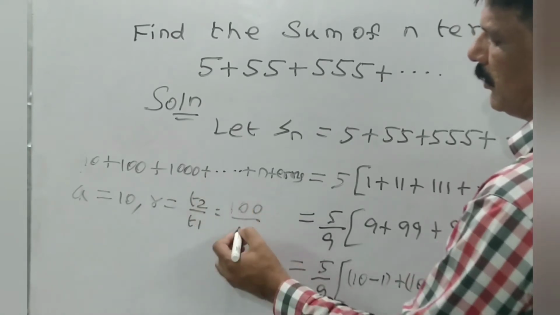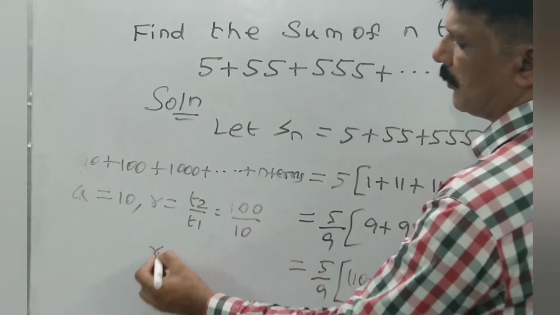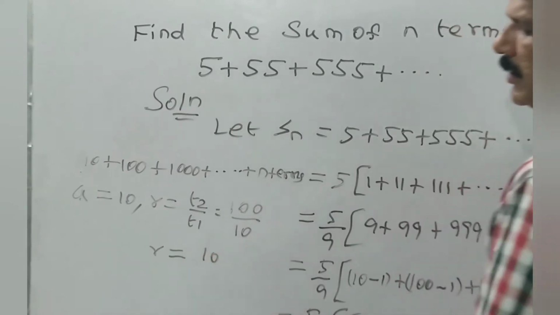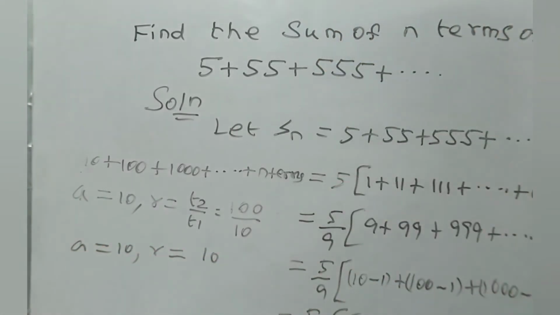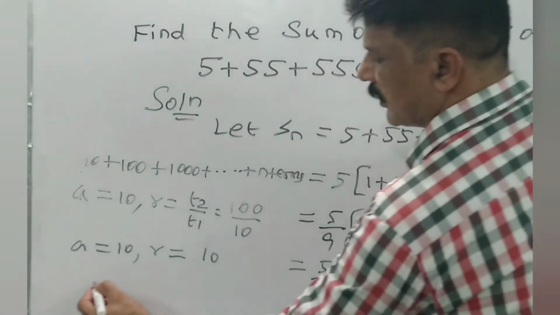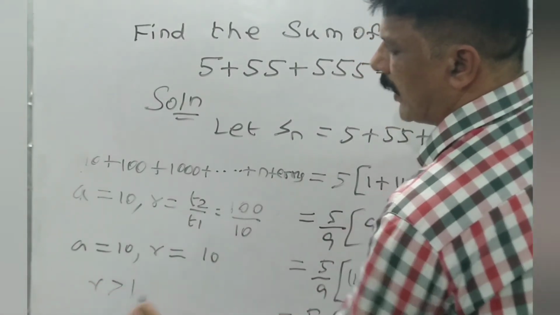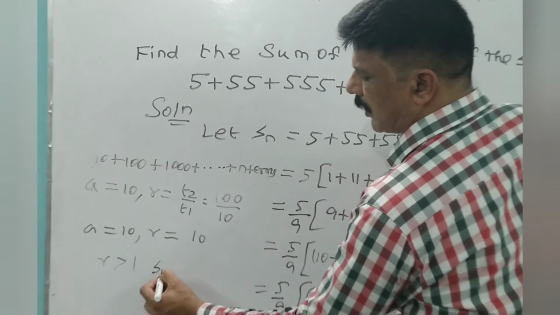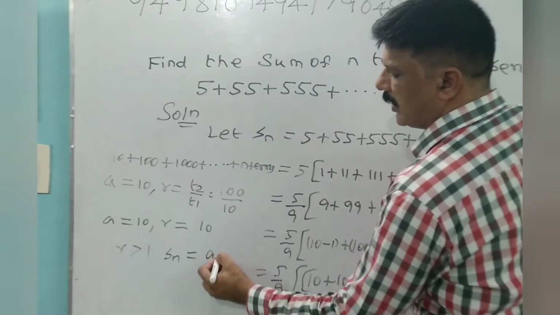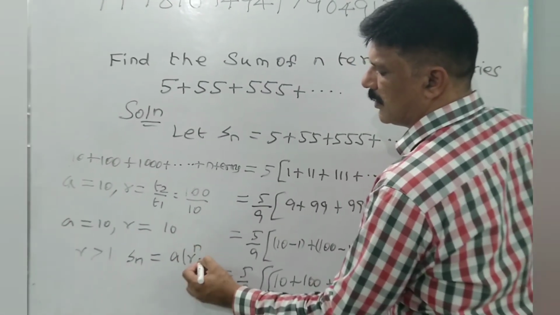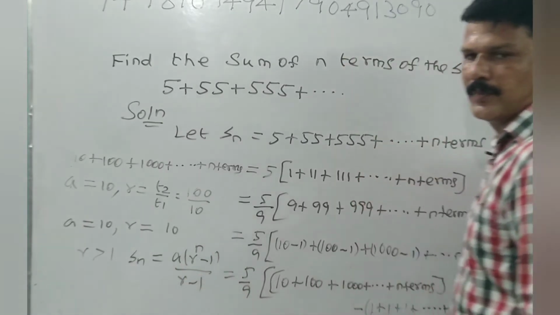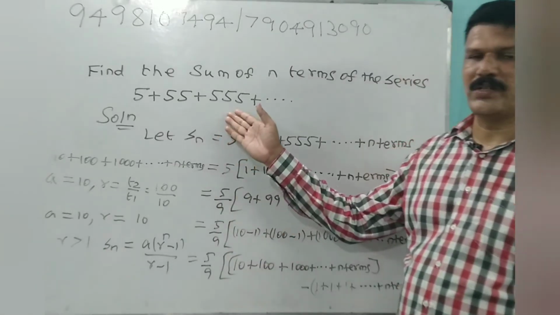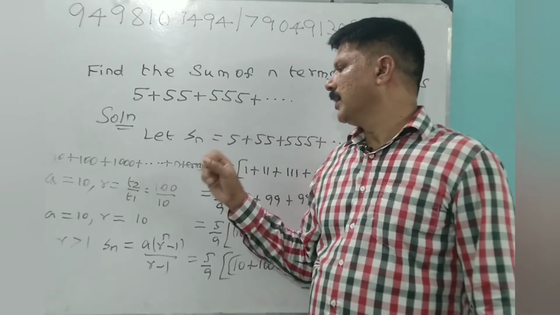100 divided by T1 is 10. So the common ratio R equals 10. Here A equals 10, R equals 10. So R is greater than 1, so we use the Sn formula: Sn equals A into R power n minus 1 divided by R minus 1. Now let us see the solution for the given problem.